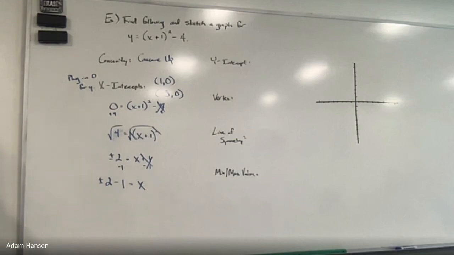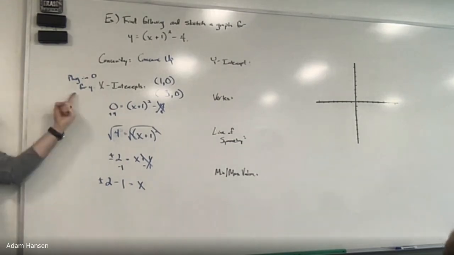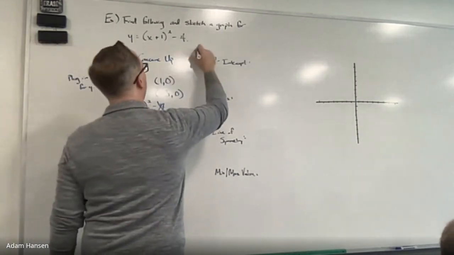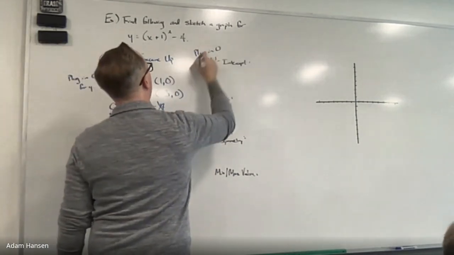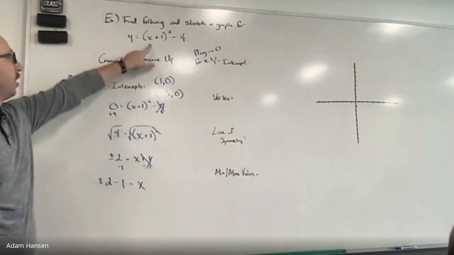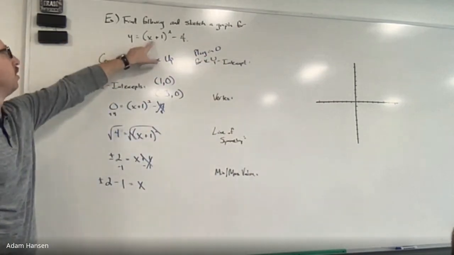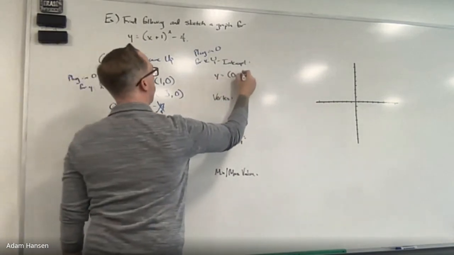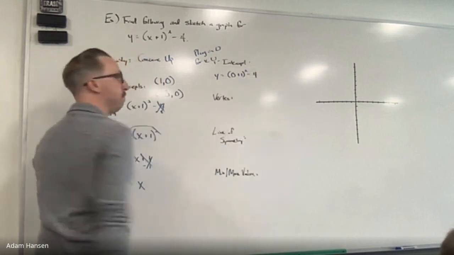And let's get a few more here. Y-intercept. If I plug in 0 for y to find the x-intercept, to find the y-intercept, just do the opposite. Plug in 0 for x. Change this x variable to be 0. So y equals quantity 0 plus 1 squared minus 4.